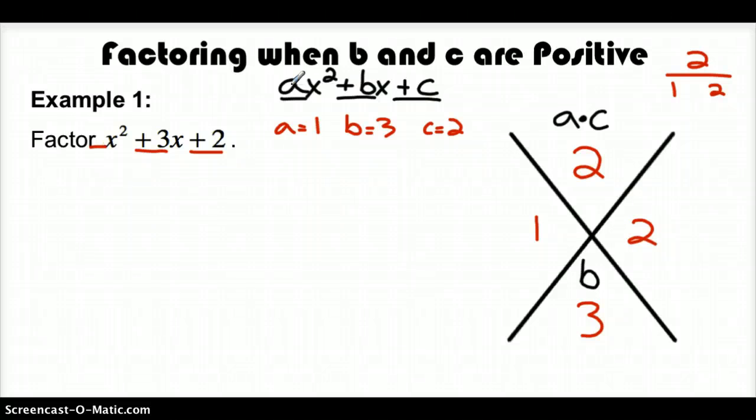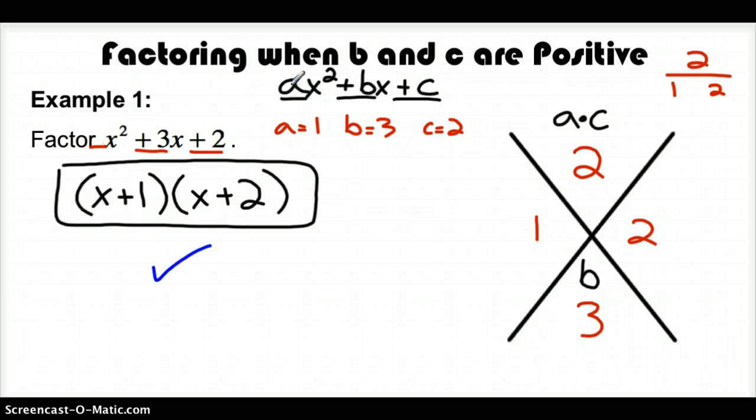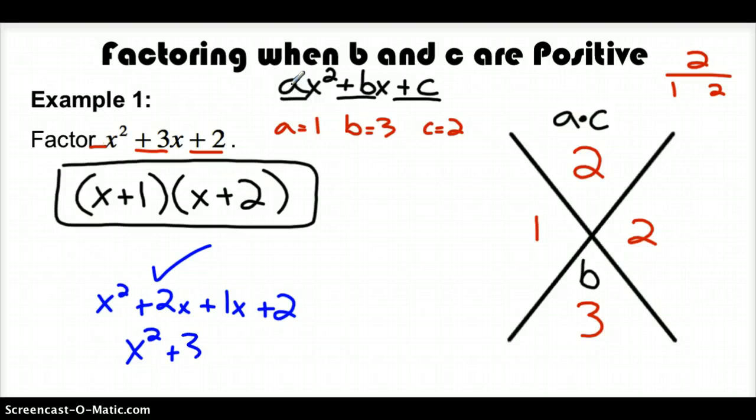And so the way that we write this out now, since we got 1 and 2 for our numbers, is we're just going to write this out as x plus 1 and x plus 2, right? And this is actually going to be our final answer, okay? Now, we can always check by FOILing, right? So in our check here, all we're going to do is FOIL this. First times first, I'll get x squared, right? Outside times outside, I'll get positive 2x. Inside times inside, I'll get a positive 1x. And then last times last, I'll get a positive 2, right? And when I combine like terms, I get x squared plus 3x plus 2, right? So I'm good to go.